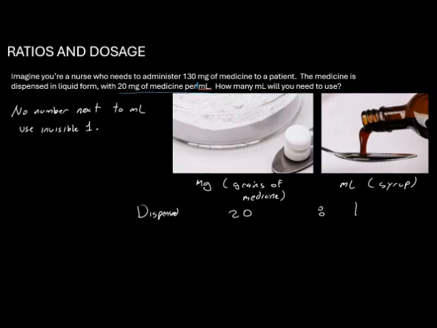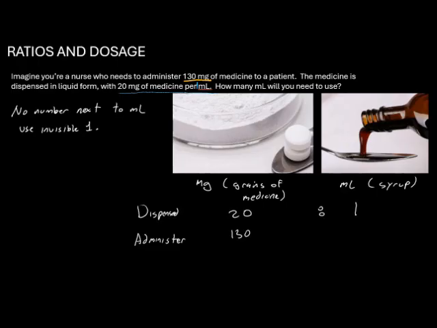Now, back in line 1 of the question, we were told that we need to administer 130 milligrams of medicine to the patient. Therefore, I'm going to write down that we are to administer that amount. I'm going to make sure to place the 130 underneath milligrams. Imagine that as the number of tiny little grains of medicine that we would have to give.